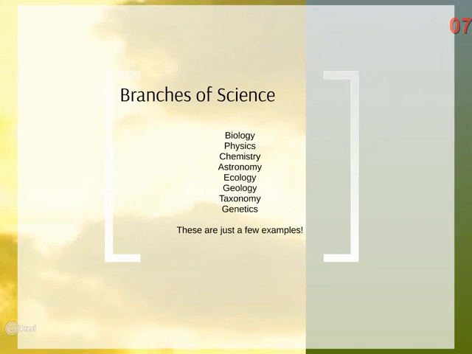There are several different branches of science. These are just a few. Biology, which is the study of life. Physics is the study of how things happen. Chemistry, the study of matter. Astronomy, the study of space and the stars. Ecology, the study of the environment. Geology, the study of the earth. Taxonomy, the study of naming things. And then we also have a relatively new field out there of genetics.